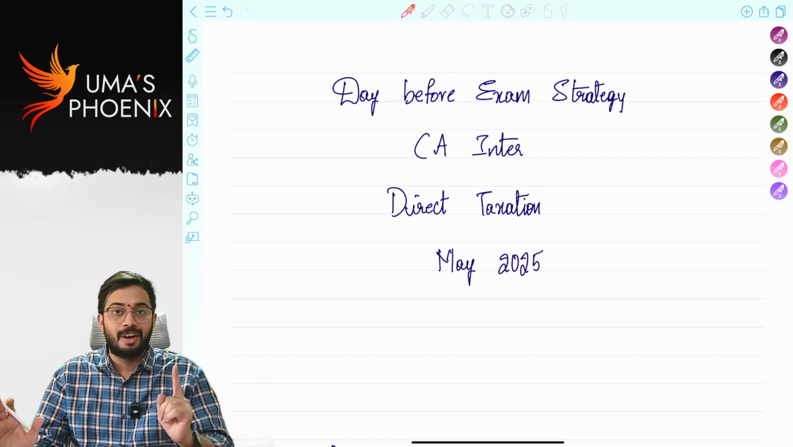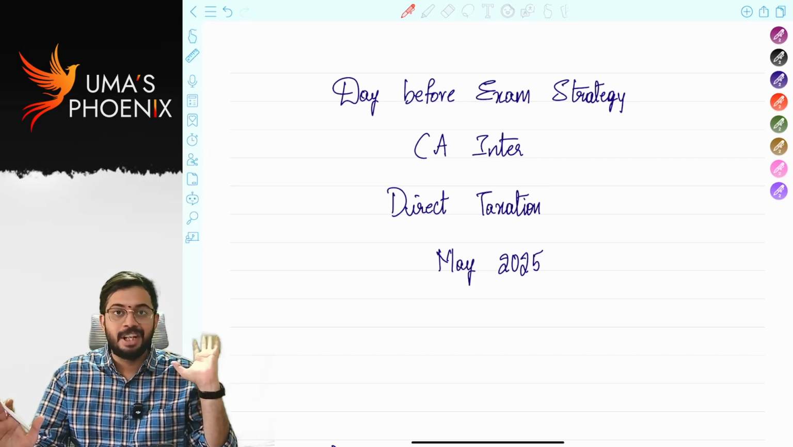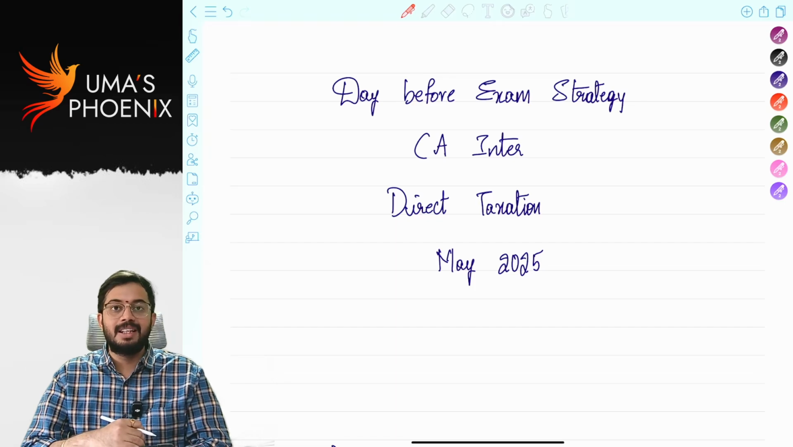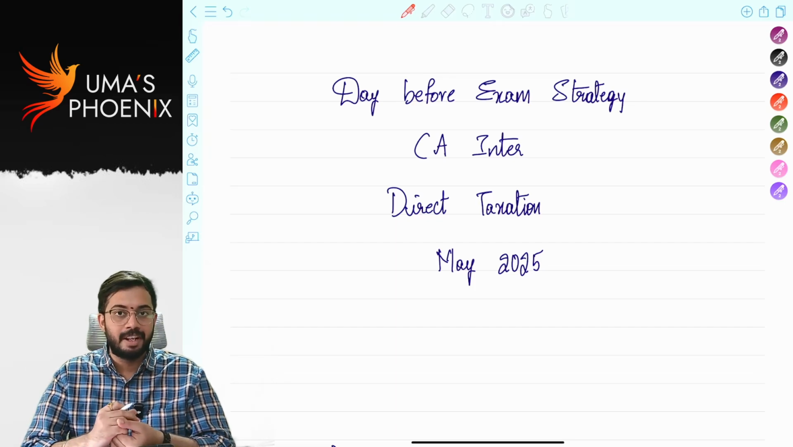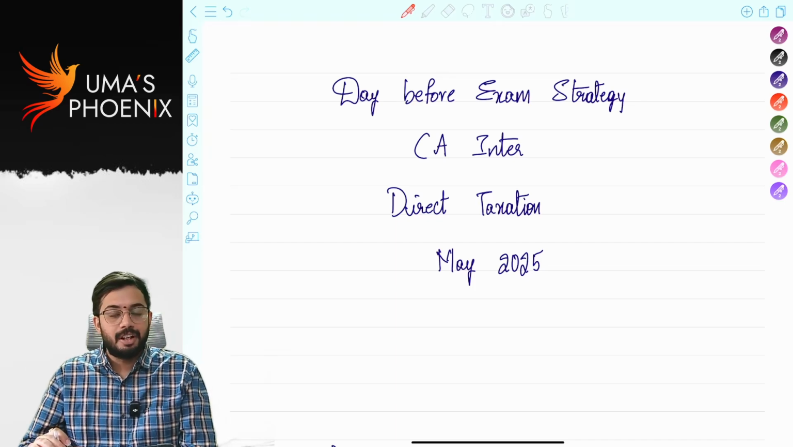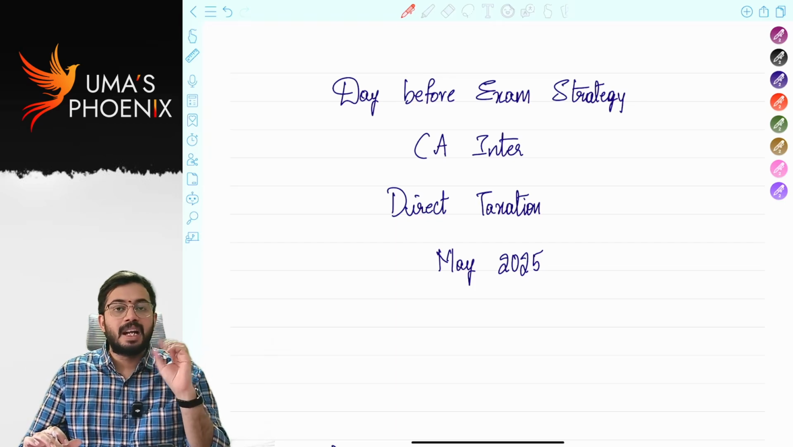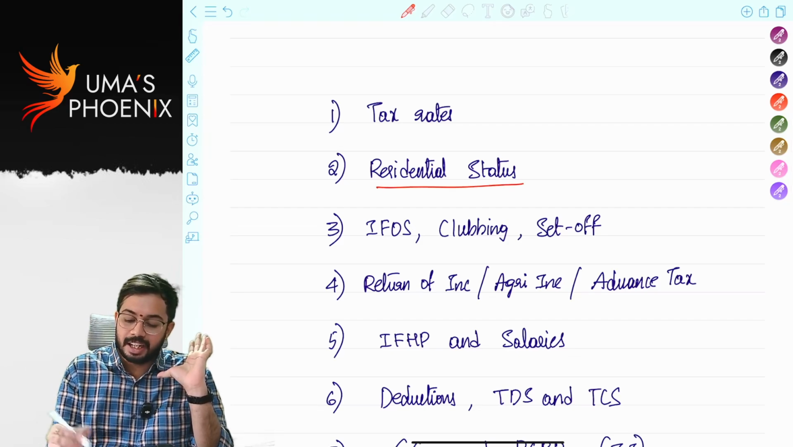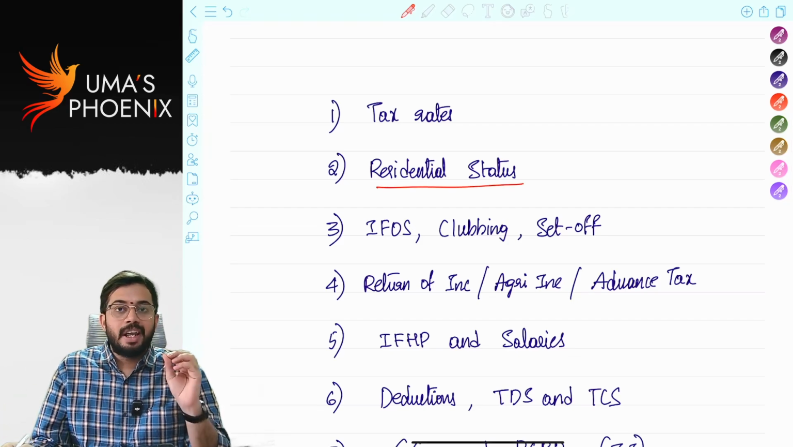Start focusing on the next paper, taxation, DT and IDT. So I am here with you to discuss the day before exam strategy for CA Inter Direct Taxation. First of all, please prepare tax rates and residential status. It will not take more than 1 hour to finish off the tax rates and residential status chapter.